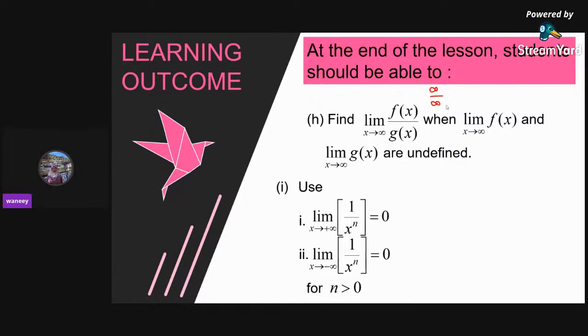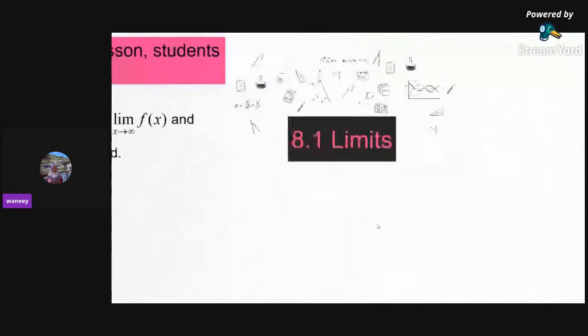Okay, so now the fifth one, use the limit for x approaches positive infinity for 1 over x to the power of n, and then the limit for x approaches negative infinity for 1 over x to the power of n. Both of them are actually 0 for n greater than 0.